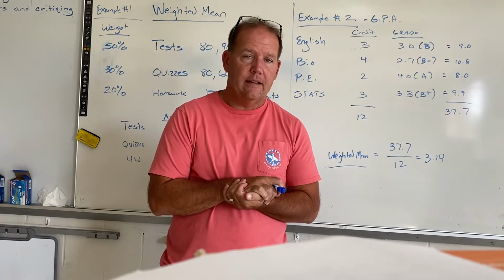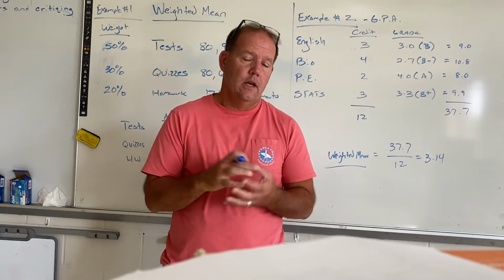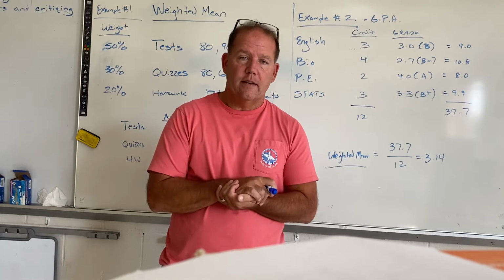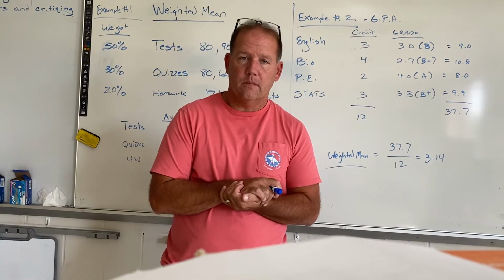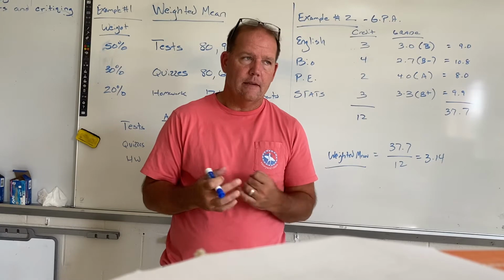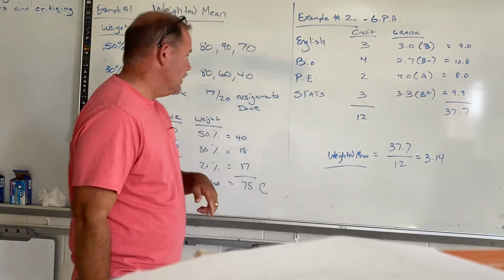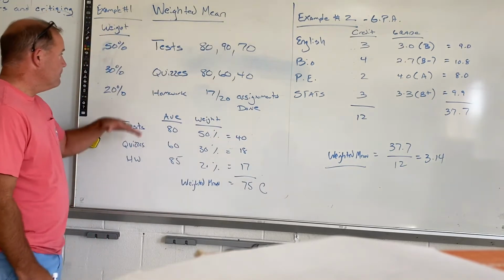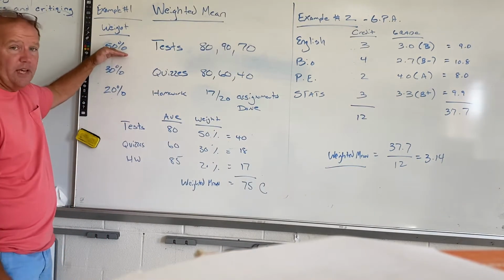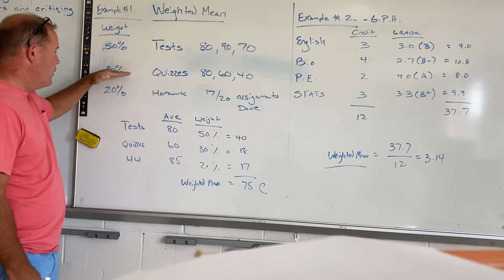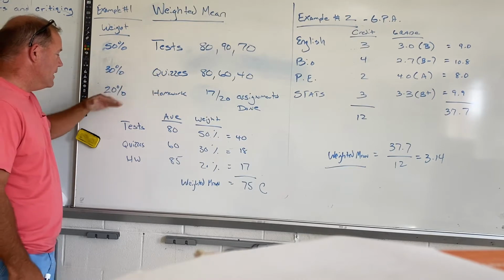A lot of times in a course, the largest weight in a grade is a test or a final exam. Okay? Quizzes might be not as much as those, and homework is probably usually the least. So in the example that we're looking at here, our tests are going to have a weight of 50%. Our quizzes are going to have a weight of 30%, and our homework is going to have a weight of 20%.